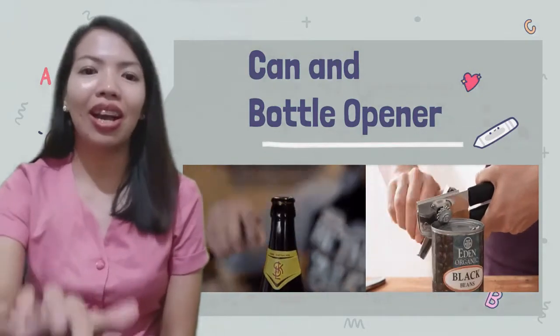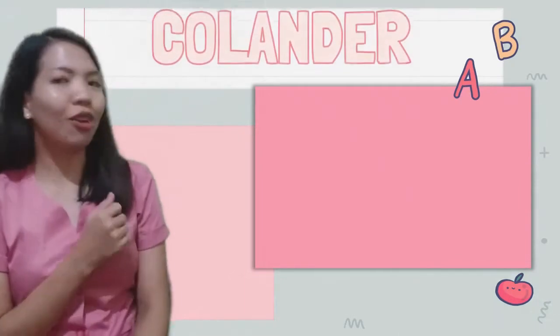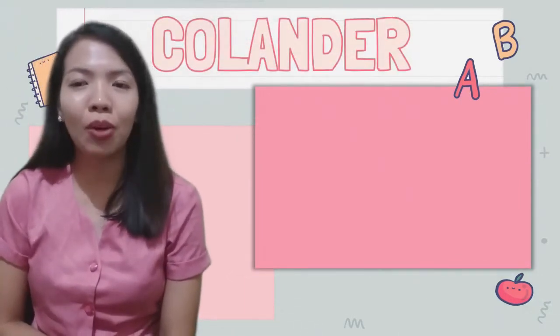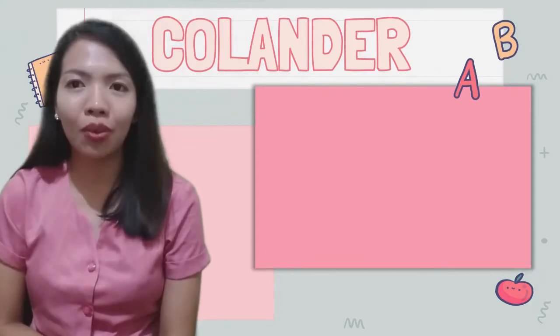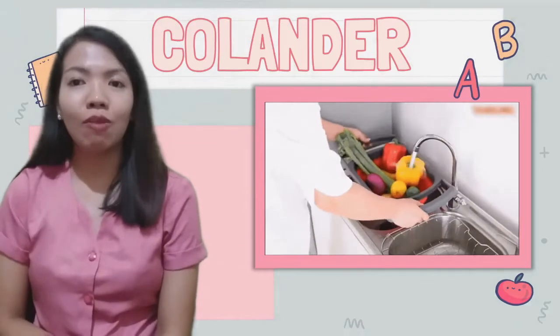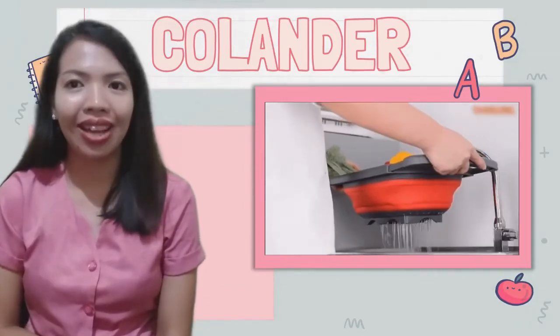Okay, next we have the colander. Okay, so what is a colander? Colander is a container with small holes at the bottom, and this one is used for straining water whenever you are washing your fruits and vegetables. And this one is also used for straining pasta.